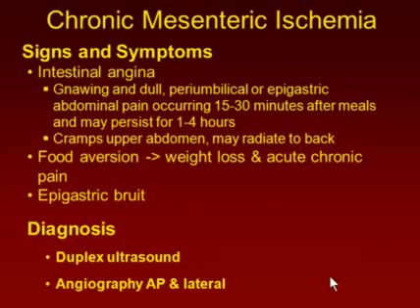Signs and symptoms of chronic mesenteric ischemia can include a gnawing and dull periumbilical or epigastric pain. It usually is occurring postprandially after meals and may persist for 1 to 4 hours. These patients develop a food aversion because food is what is causing their pain. They don't want to eat. They have significant weight loss and may get cramps in the abdomen that radiates to their back. Many times they have an epigastric bruit. The diagnosis can be made for this disease with either duplex ultrasound or angiography.